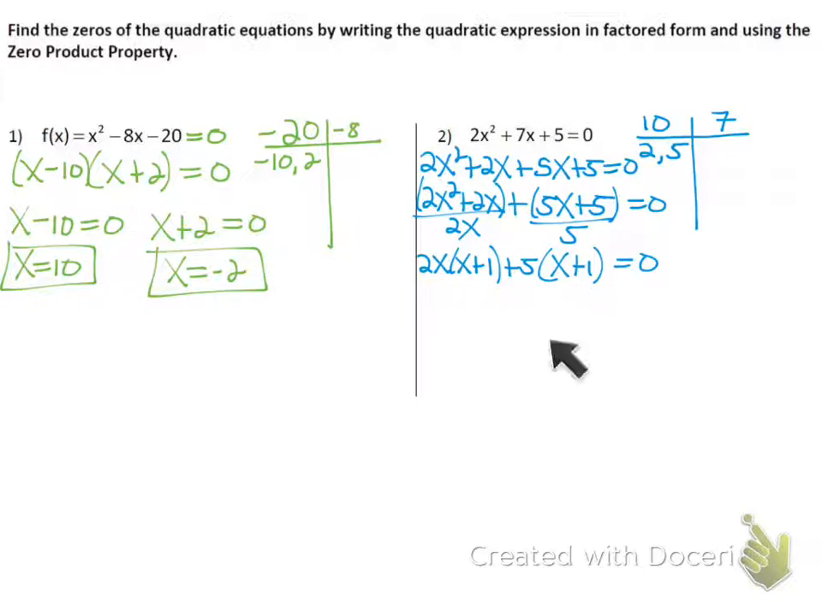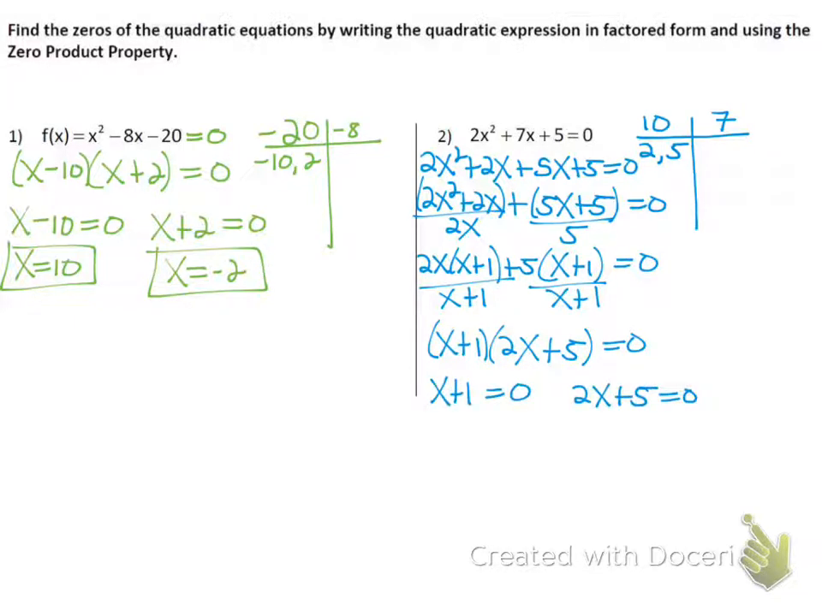Notice I have that common binomial here of x plus 1, so I'm going to go ahead and divide out both sides by x plus 1. And when I do that, I get x plus 1 times the quantity 2x plus 5 equals 0. Now that I'm fully factored, I can go ahead and split and solve. I get x plus 1 equals 0 and 2x plus 5 equals 0. That's the split stage. Now I'm going to go ahead and solve. On the left, I get x equals negative 1.